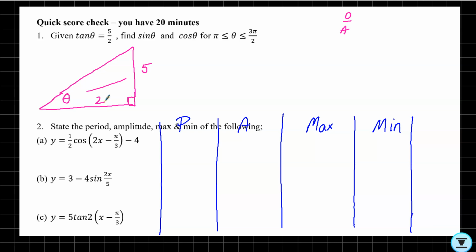And now, using our best mate, Pythag, what will my hypotenuse be? The hypotenuse will be 5 squared plus 2 squared, 25, 29, root 29 thereof. Are we happy with that?